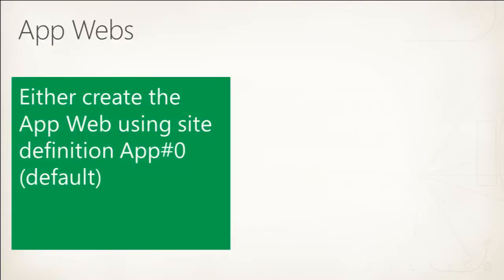If we are creating an app web, we have two choices. We can either create the app web using the out-of-the-box site definition app-0. That's the default. We can't use any other out-of-the-box site definition to create our app web on. There's some magic in the app web template that's not in the other site definitions. So if we are using any of the other site definitions, it will break. It's not supported, but it also doesn't work.